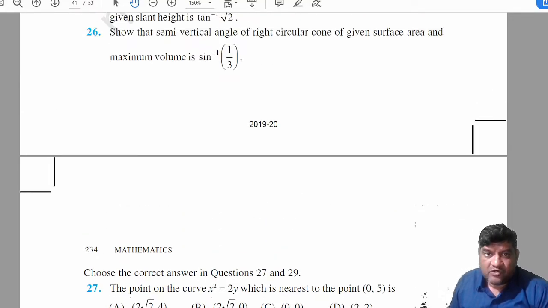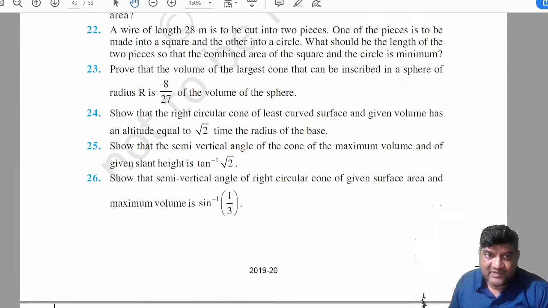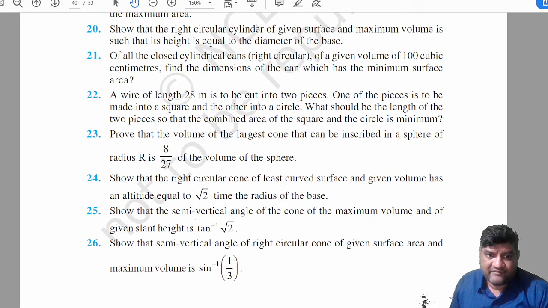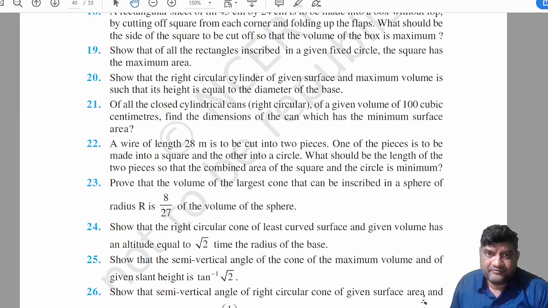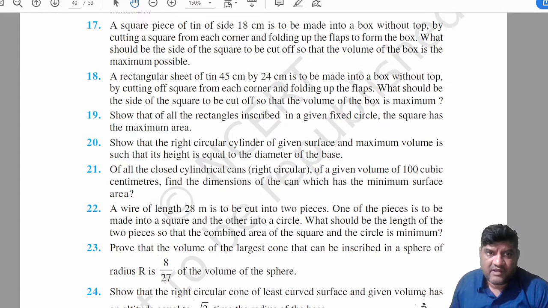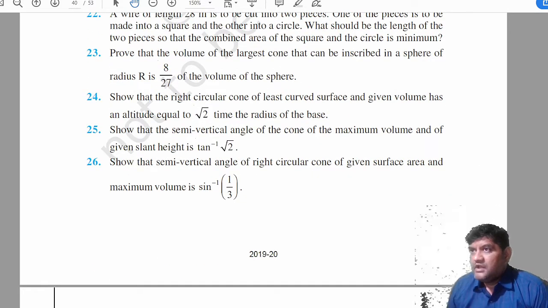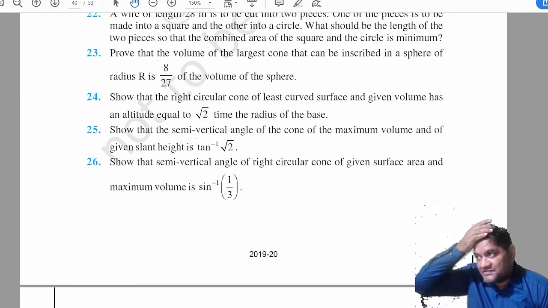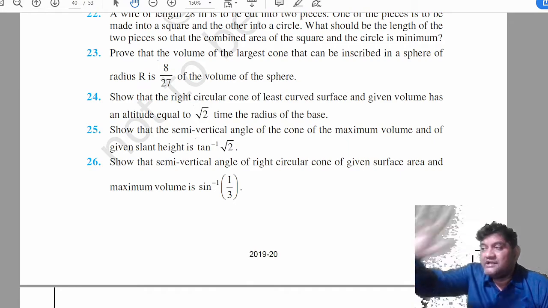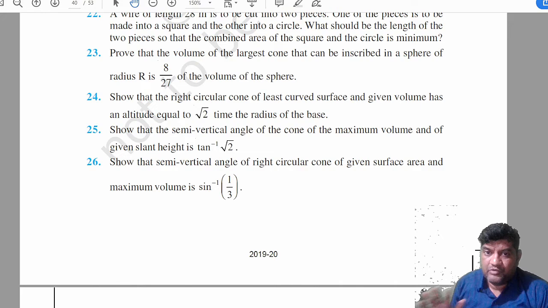What could be different or what could be difficult are these questions 22, 23, 24, 25, 26. From let's say 19 till 26. This can come as case-based questions. The blueprint is still the same.